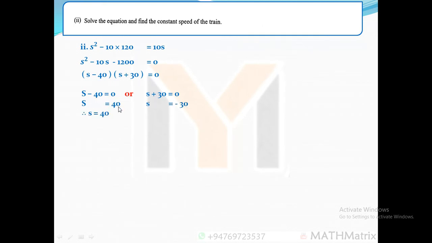I have taken that to the right, then there will be plus 40. Plus 30, if I take that to the right, there will be minus 30. So the speed we can't give in minus form, right? So definitely we have to go with the plus form. So s equals 40 kilometer per hour. So that's the answer.